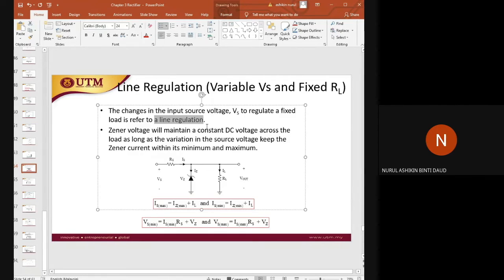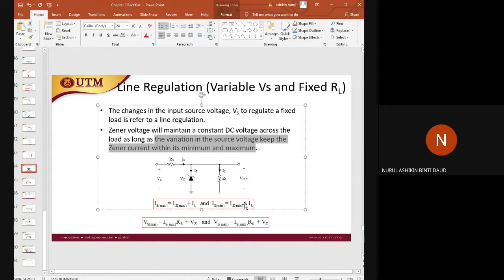For fixed VS and fixed RL, and also fixed VS and variable RL, we call that regulation a load regulation. However, for this kind of circuit, where the source input is variable and the load is fixed, it is called line regulation. So the Zener voltage will maintain a constant DC voltage across the load as long as the variation in the source voltage keeps the Zener current within its minimum and maximum. This is much more complicated, that's why it will not come out in your exam.